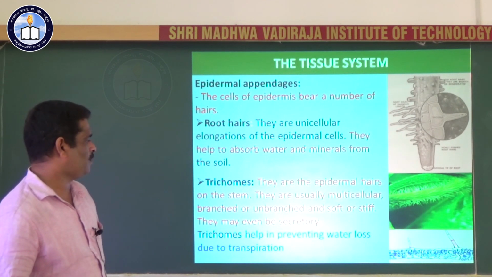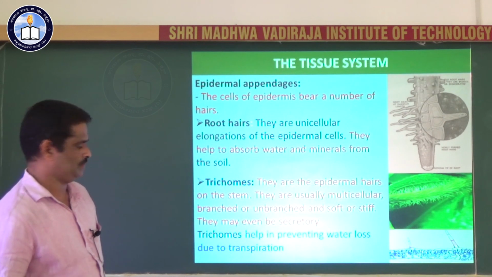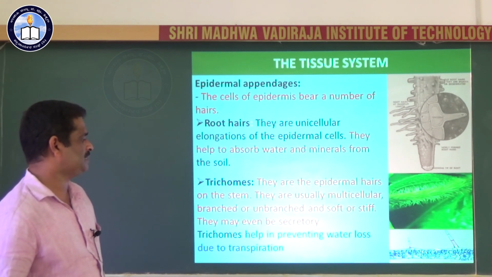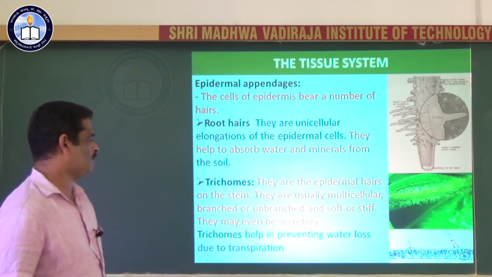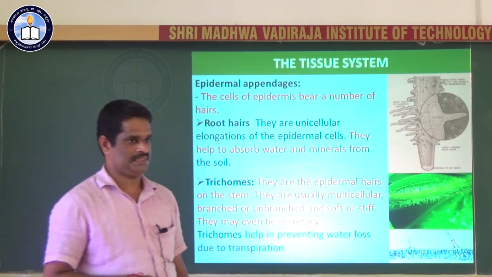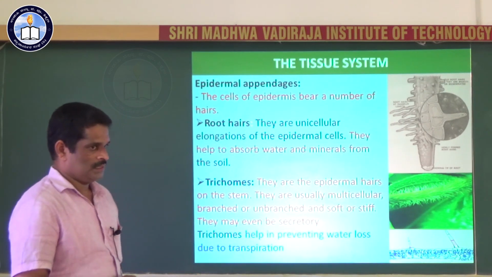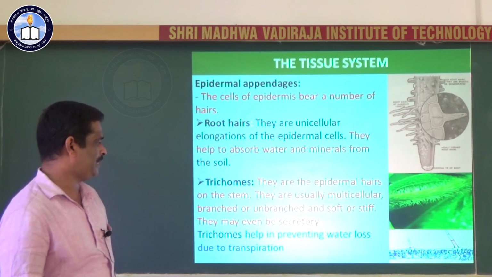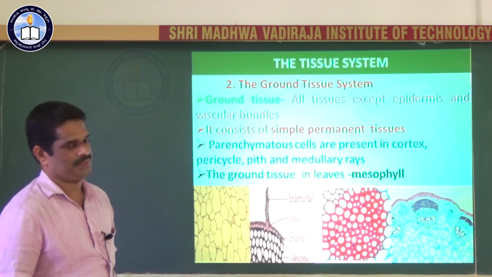Sometimes these trichomes may be secretory also. What is the main function of the trichome? Trichomes help in preventing water loss due to transpiration. The function of the trichome is to prevent water loss during transpiration.